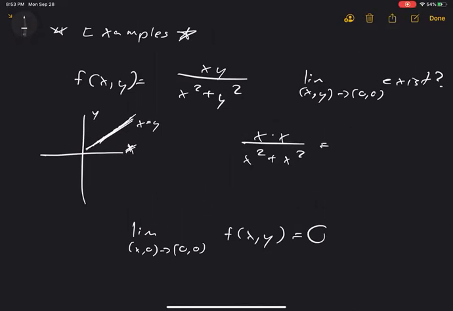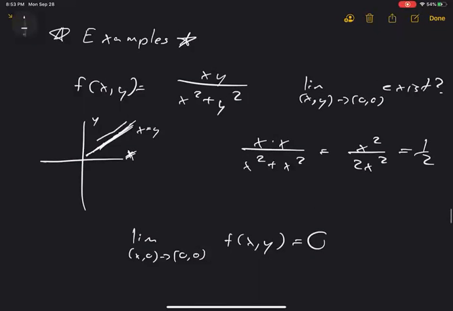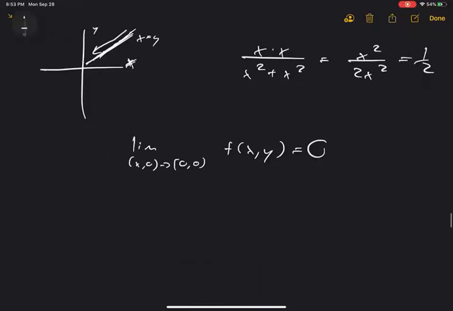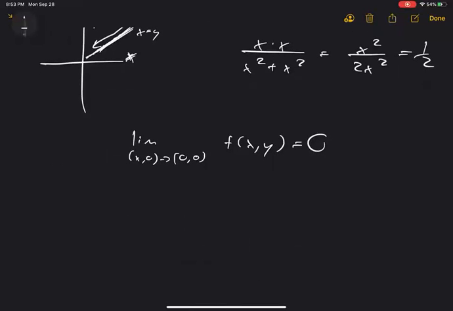And what does that equal? That's equal to x squared over 2x squared. So no matter what x is, this simplifies to 1/2. So the limit along this line is equal to 1/2. And how could we write that? The limit as x approaches 0, 0 of f of x, y equals 1/2.